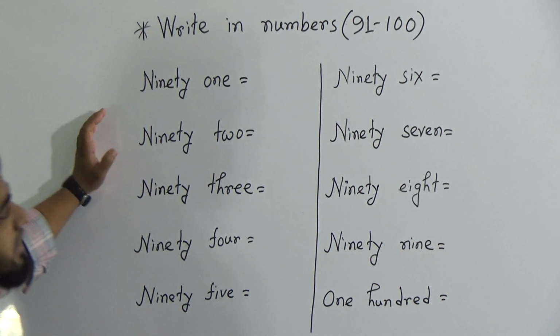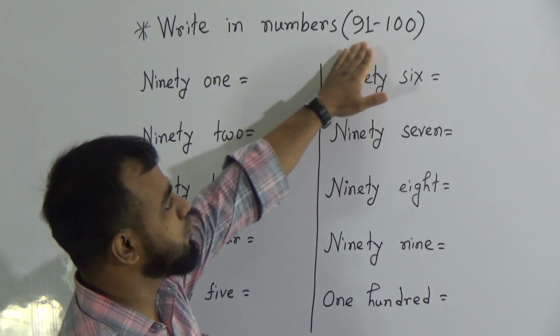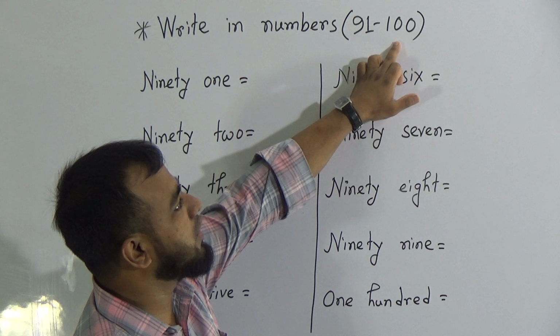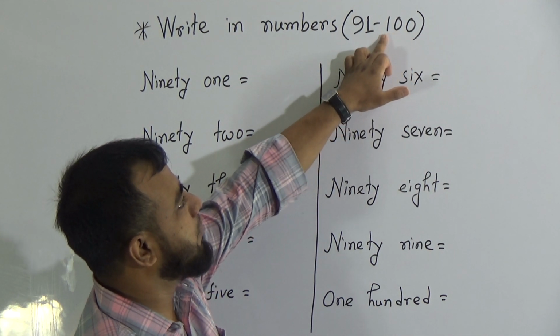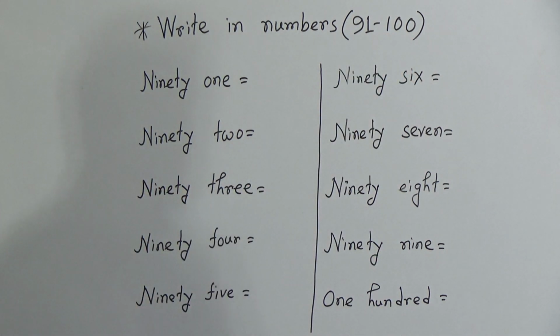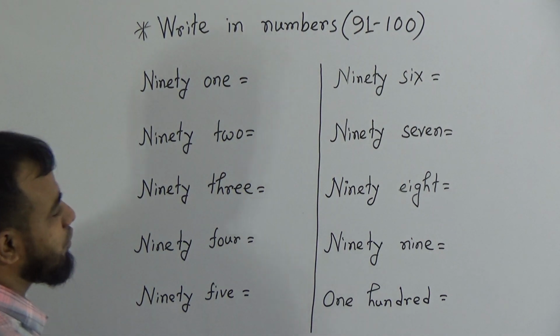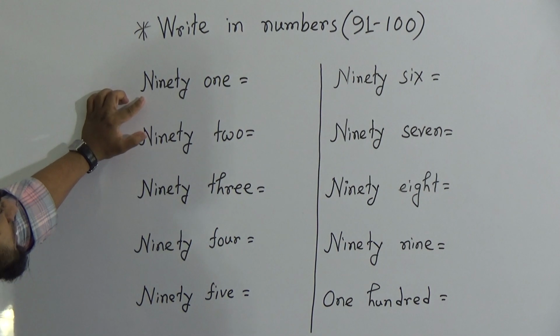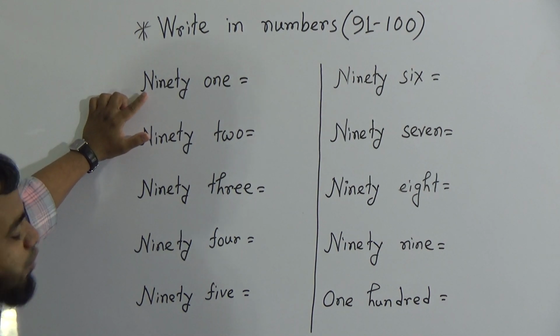Today we will learn only 10 numbers from 91 to 100. Okay, from 91 to 100. It's a new number, 100. It has 3 digits, but previously we have only learned 2 digit numbers. Today we will learn the 3-digit number 100. Okay. Now my dear students, its first number is 91.